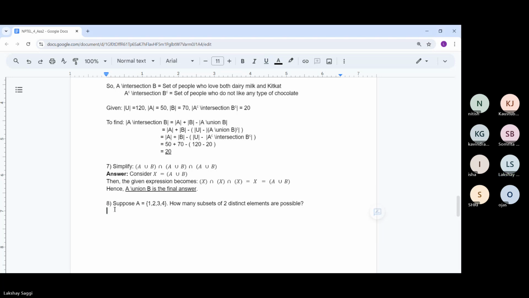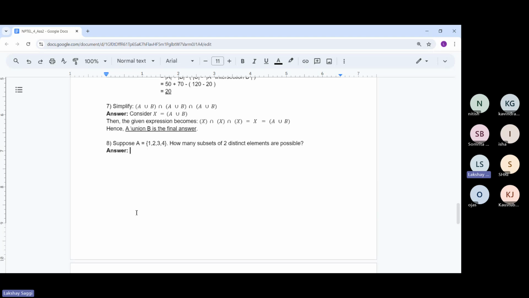Yeah. Then we come to the eighth question. The eighth question says, suppose set A is equal to {1, 2, 3, 4}. So it contains four elements, 1, 2, 3, 4. How many subsets of two distinct elements are possible? This is somewhat similar to the permutations and combinations which we did last time. So the answer should be six, which is 4C2. Yes, Ojas is correct actually.